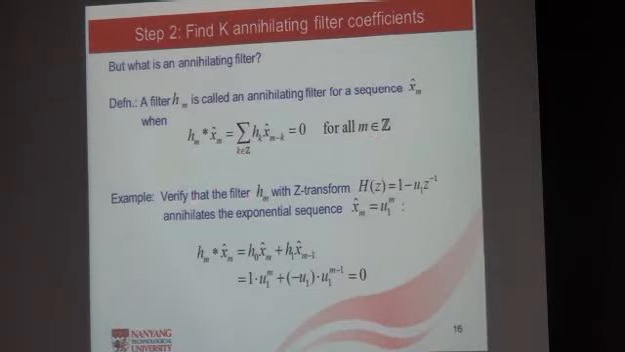We can easily verify that the filter h m, with z transform H of z equal to 1 minus u1 z to the power minus 1, can annihilate the exponential sequence x hat of m equal to u1 to the power m. This is just a small example. The coefficients of the filter here are 1 and minus u. If we convolve those coefficients with the signal x hat of m, we can easily find that the convolution is going to be equal to 0.